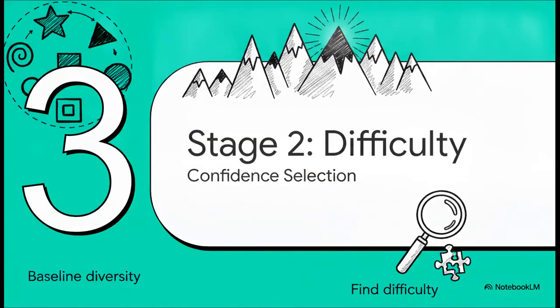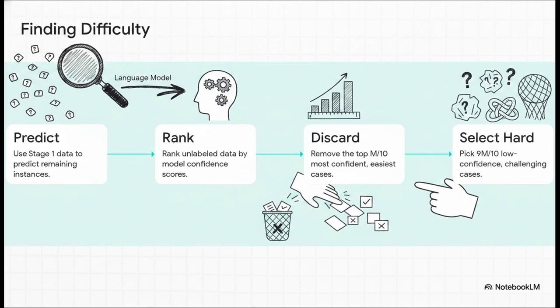Moving right along to section 3, stage 2, finding difficulty. Now that we have our baseline diversity, we need to find the challenging edge cases. Here's how VoteK specifically hunts for those tricky examples. Step 1, we take that initial 10% we just found, we bite the bullet and manually annotate them, and then we use a language model to make predictions on all the remaining unlabeled data based on that 10%. Step 2, we rank all those remaining instances based on how confident the model is in its own predictions. And step 3, we do something that might seem kind of counterintuitive at first. We deliberately discard the top M over 10 easiest cases.